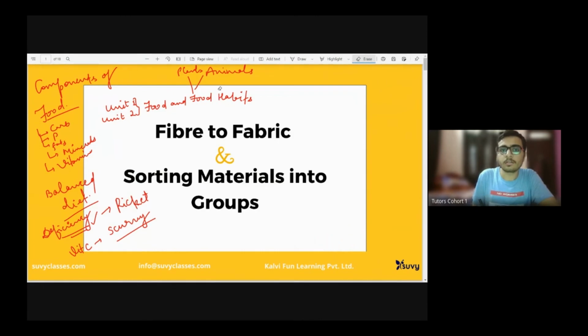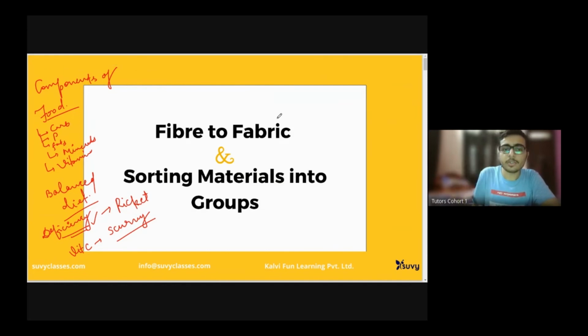Okay. So children, so far we have discussed fibers to fabrics, where we discussed how fiber can be prepared from fabric. First, fiber will be collected from a natural or animal resource, or it will be synthetically prepared, converted to yarn, and then to fabric. So that was the basics of Unit 1.